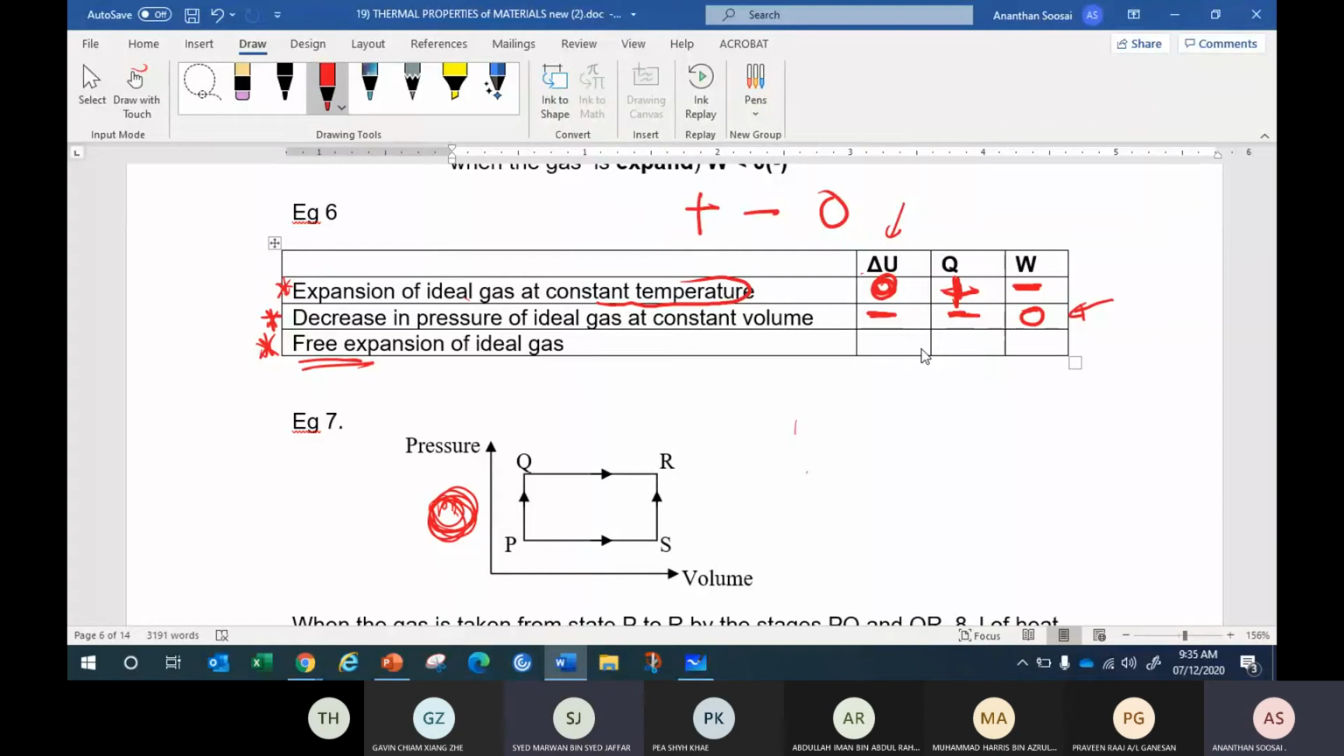Free expansion means Q is zero. No heat supplied or removed. You never give heat, you never cool it. Q is done by a human. You heat it, or you cool it by freezer. Free means you never apply any heat or remove any heat. Okay, so Q is zero.